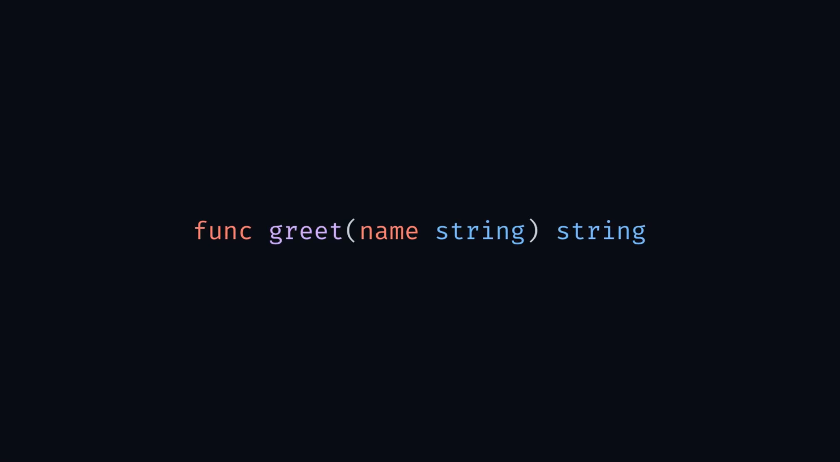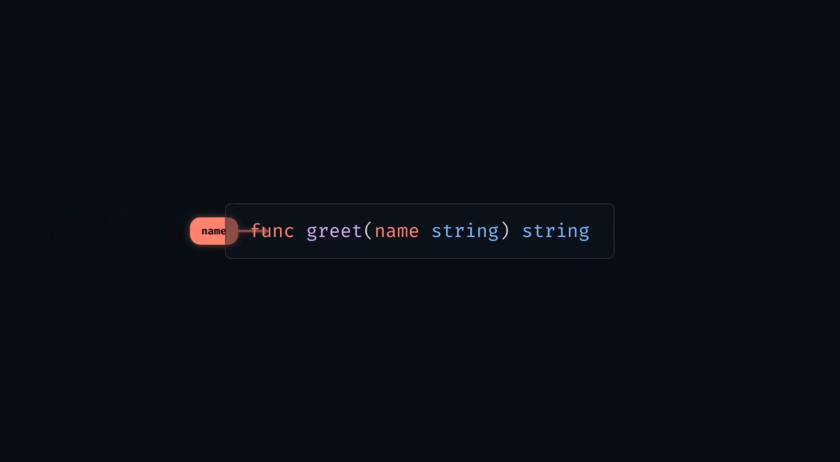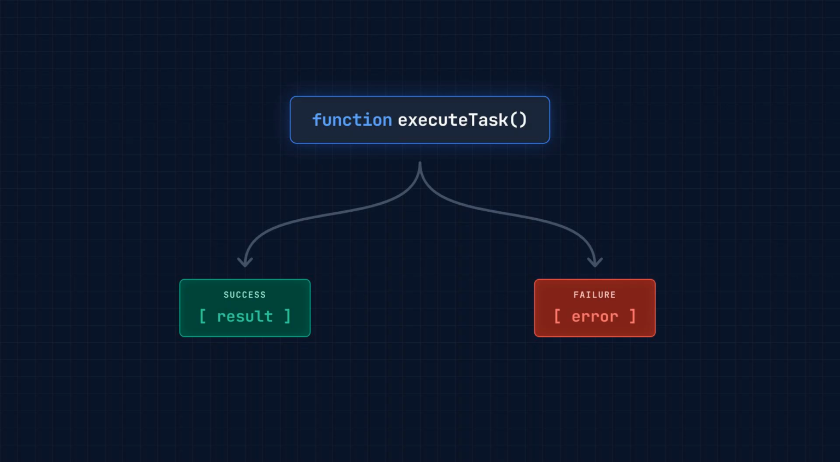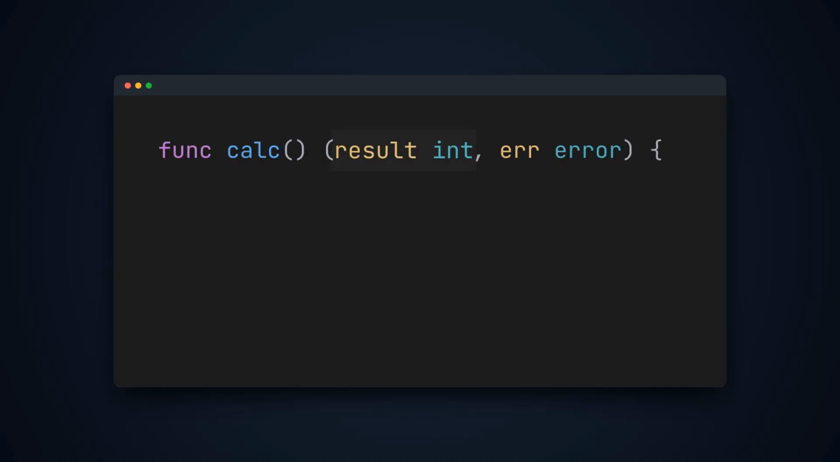Functions can take inputs, called parameters, and they can also return values. This allows you to pass data into a function, process it, and get a result back. One powerful feature of Go is that functions can return multiple values. For example, you can return both a result and an error at the same time. This makes error handling more explicit and easier to manage.